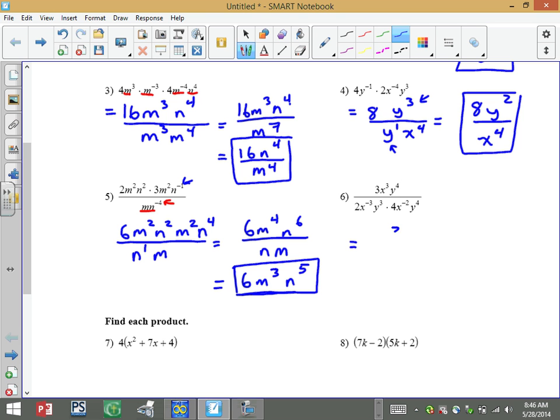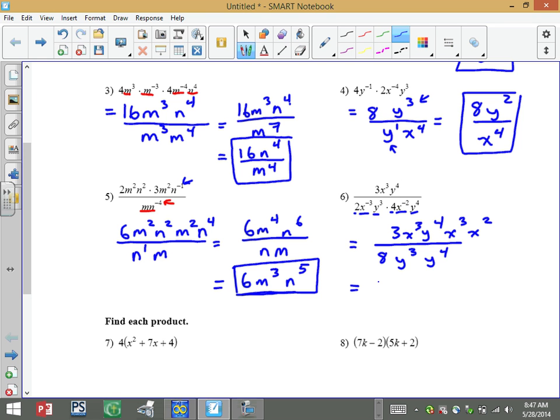You got 3x to the third, y to the fourth. Nothing there is going to change, but then we get to the bottom, we have 2 times 4, which is 8. This x to the negative third, well, that means 3 x's to the top. That y to the third is going to stay at the bottom. X to the negative 2, well, that's 2 x's that are going to move to the top. And that y to the fourth is going to stay at the bottom.